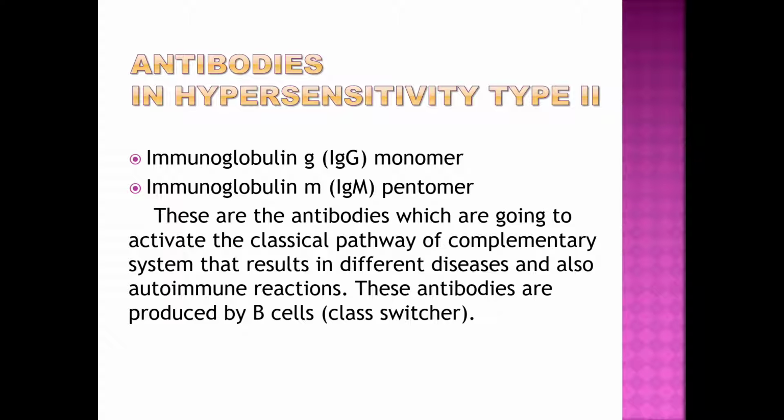Now, what are antibodies, and what types of antibodies are in hypersensitivity type 2? Remember, in hypersensitivity type 2, we have two immunoglobulins, antibodies that are responsible for the activation of the complement system: IgG, which is a monomer, and IgM, which is a pentamer. These antibodies are produced by the B cells, which are class switchers, which means that they switch the classes of antibodies, like from IgG to IgE and from IgE to IgG, and IgM, which is a plasma cell.